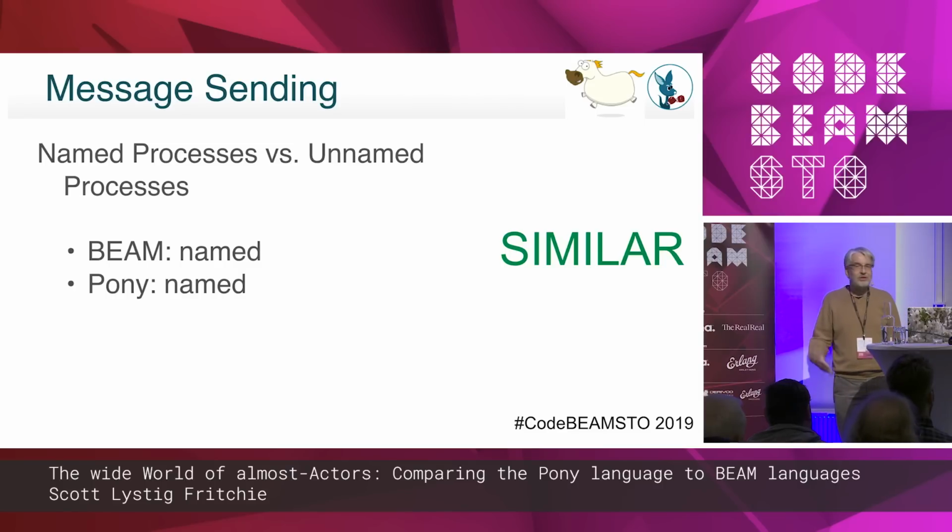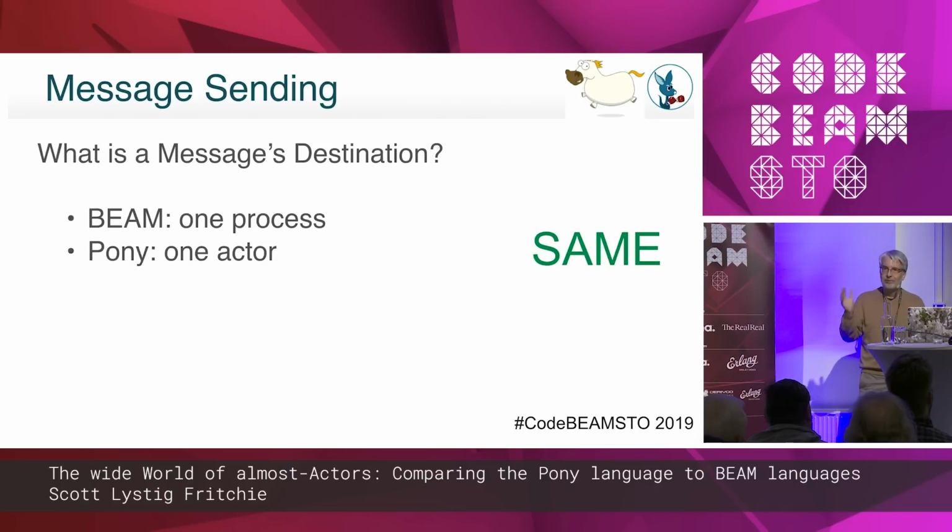And then what is the message destination? In both cases, it's either one process or one actor. There's no built-in multicast or broadcast or any cast. There's no notion of a channel, where you can send a message and some actor or process unknown to you receives. So there's the same there.